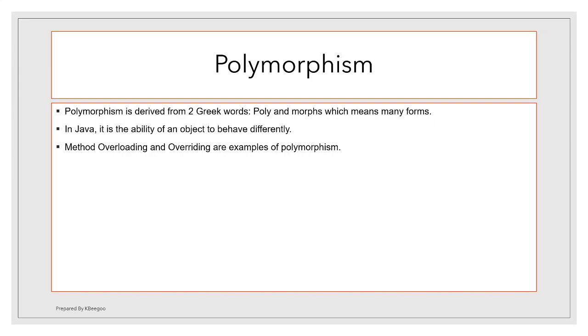Another example of polymorphism we could use in Java: if we were to add two integer values, we will get the sum. But if we were to add two string variables, it's going to concatenate them. So in Java, it is the ability of an object to behave differently. That's polymorphism. And we are going to show you method overloading and method overriding as examples of polymorphism.